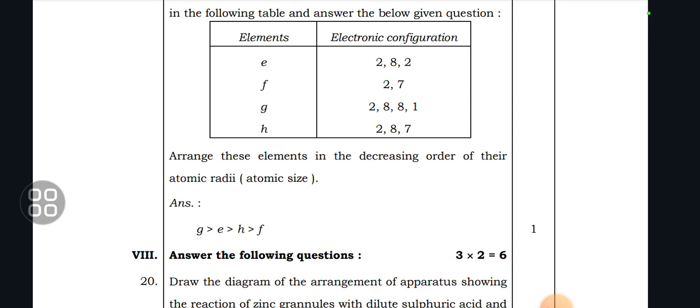You should answer here. Arrange these elements in the decreasing order of their atomic radii. You have to write this arrangement in decreasing order: first G, then E, followed by H, and again H is followed by E.